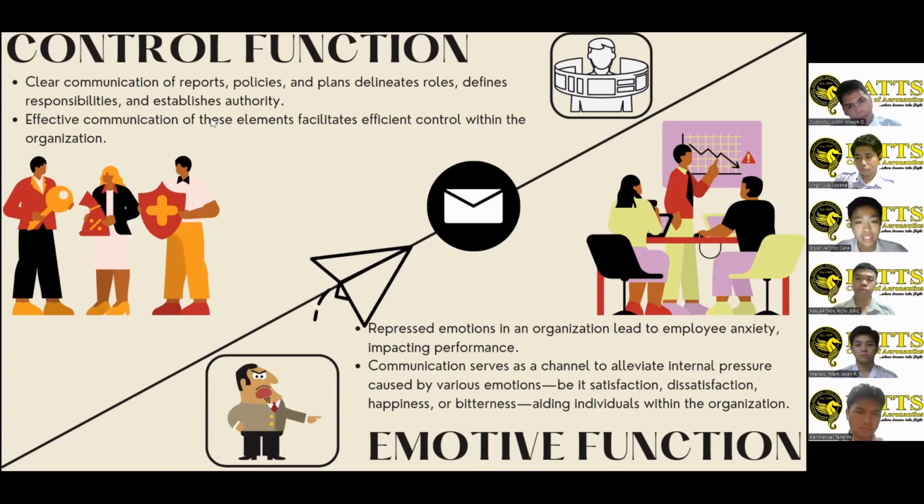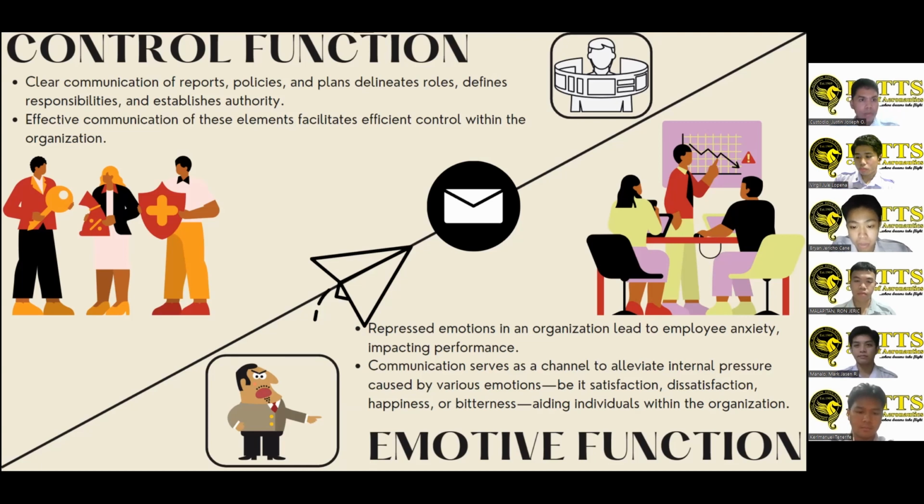The next slide is the control function. The control function is the clear communication of reports, policies, and plans, which delineates roles, defines responsibilities, and establishes authority. Effective communication of these elements facilitates efficient control within the organization. To give you an example, a manager instructs employees on specific tasks to be completed by the end of the day. The last function of communication is the emotive function.